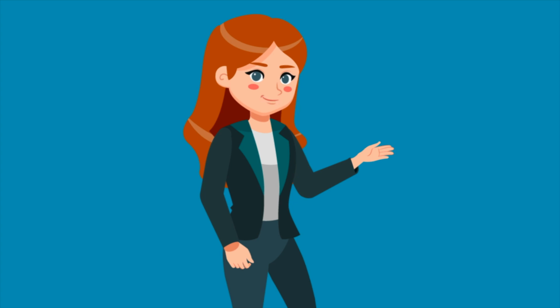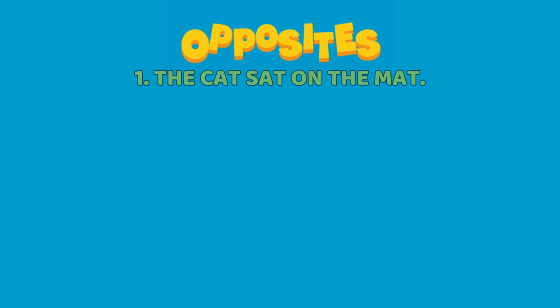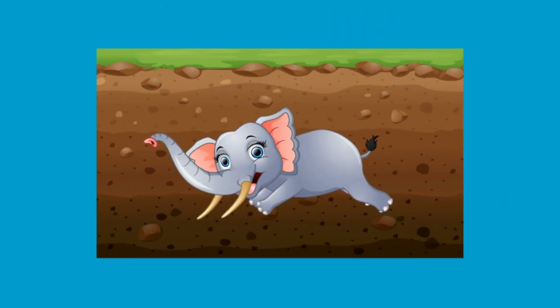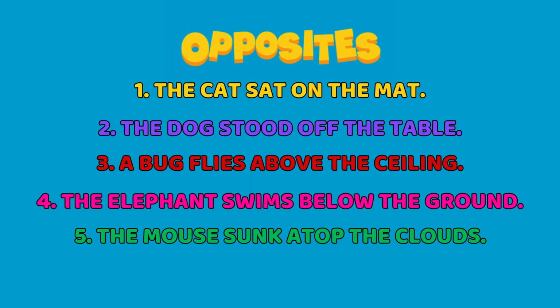We're going to keep going until the sentence becomes utterly nonsensical. Like the elephant swims below the ground. And one more time for good measure, the mouse sunk atop the clouds.